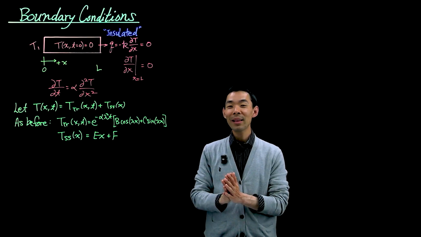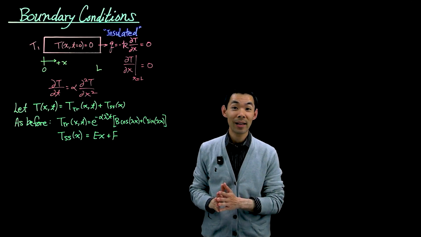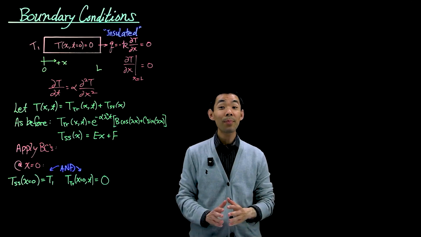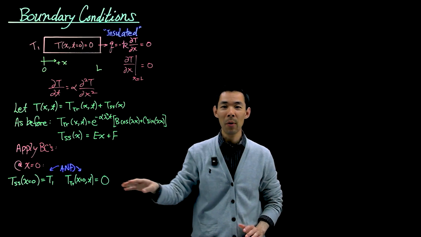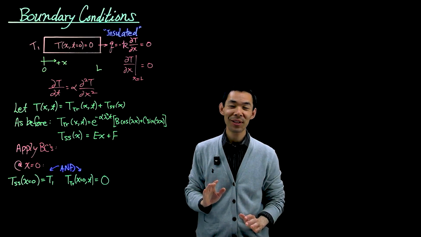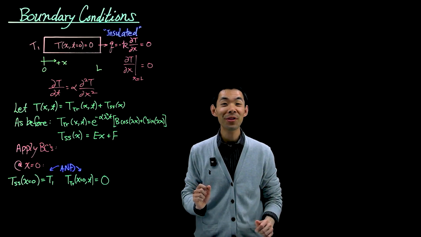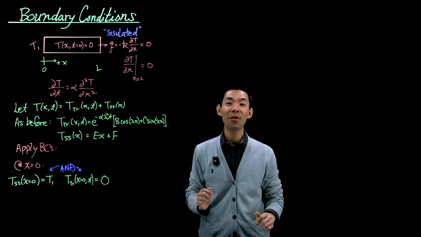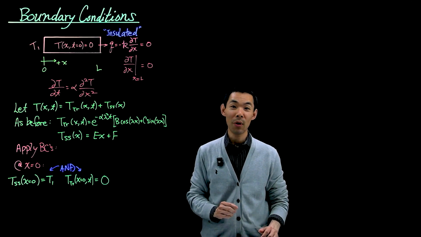All right, let's apply the boundary condition on the left-hand side following last lecture's procedure. So let's apply the boundary condition on the left-hand side at x equal to 0. We have two conditions that we need to satisfy, just like the last lecture. First, to homogenize the boundary condition, the steady-state solution needs to take the non-homogeneous temperature T1. The transient part needs to take the temperature of 0.